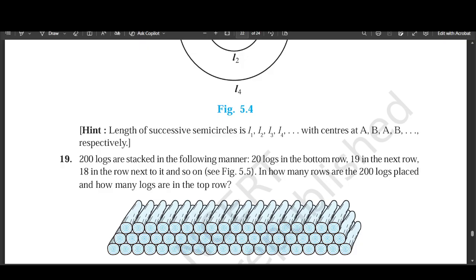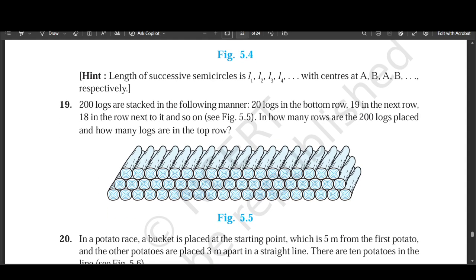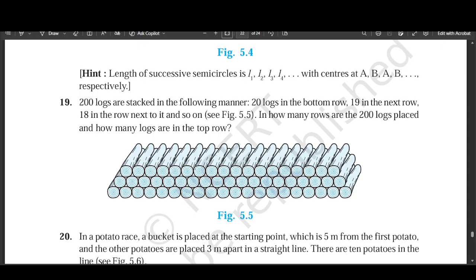So now move to the 19th question. 200 logs are stacked in the following manner: 20 logs in the bottom row, 19 in the next row, 18 in the next row next to it, and so on. In how many rows are the 200 logs placed, and how many logs are in the top row?